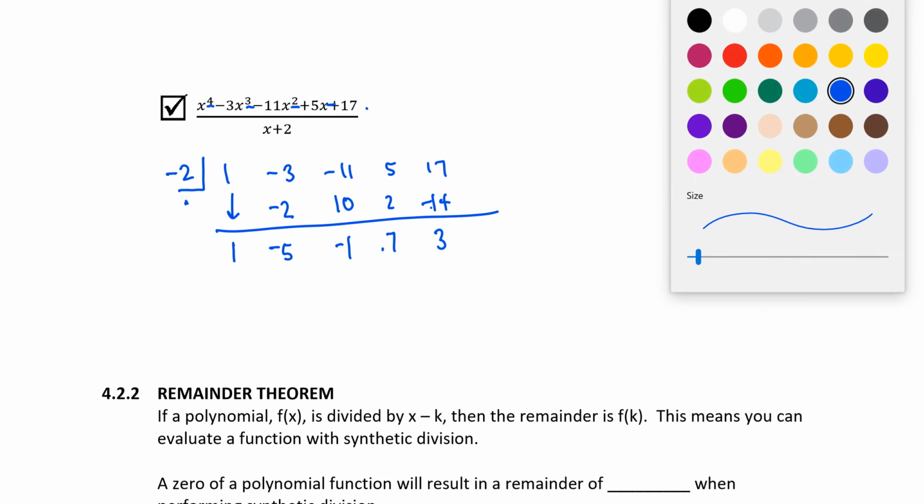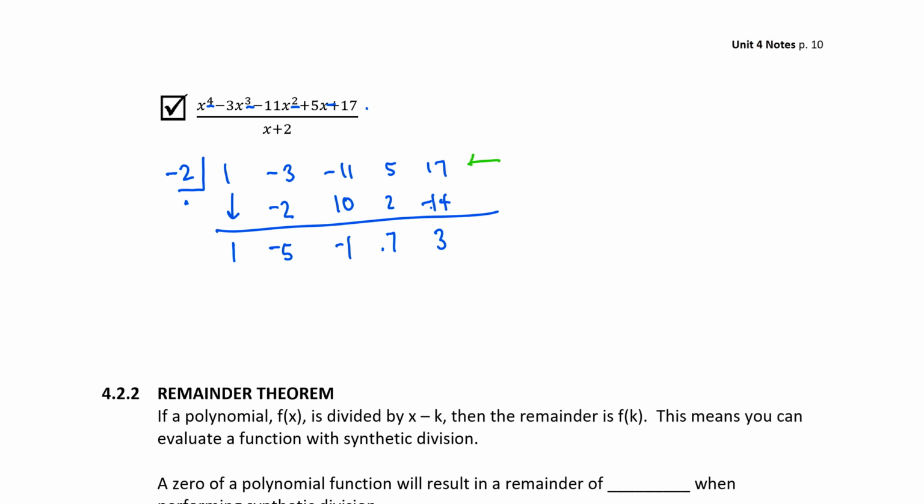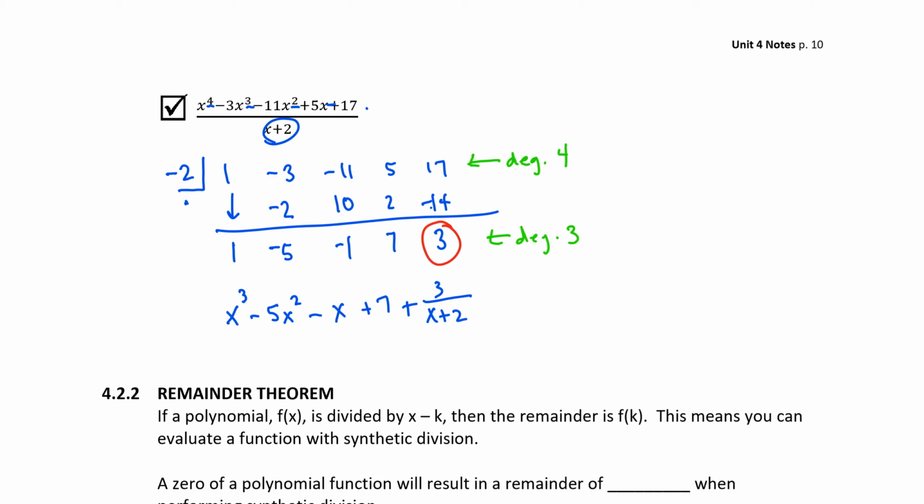Okay, let's interpret our result. We started out with degree 4, so this must be degree 3, and do notice it did not come out evenly. We do have a remainder. So let's express our solution. 1x cubed minus 5x squared minus x plus 7, and then the 3 is the remainder, so we'll put it as a fraction over that original divisor.